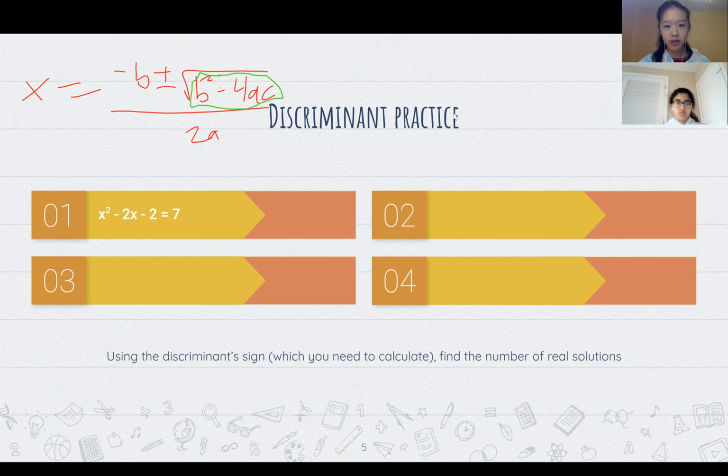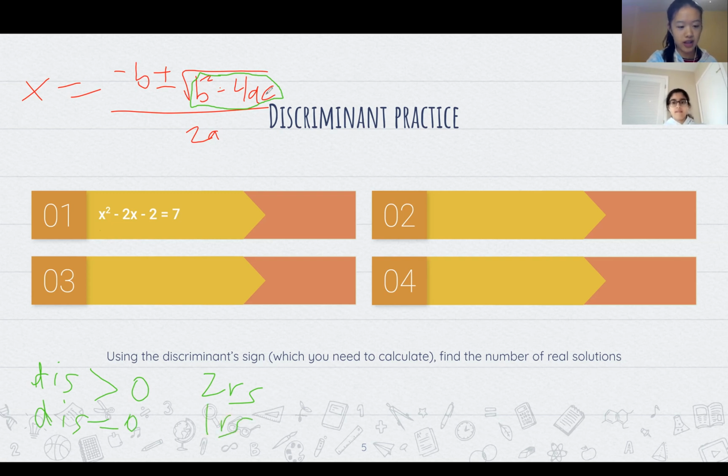Okay, so remember that this thing up here, b squared minus 4ac, is the discriminant, right? If the discriminant is greater than 0, then there are two real solutions. If the discriminant is equal to 0, there's only one real solution. And if the discriminant is less than 0, then there are no real solutions. So we're using the discriminant to figure out how many real solutions there are.